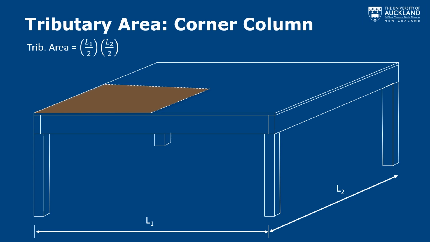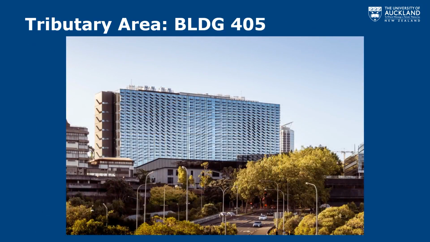So those are some general examples. I think that it's always good to have some concrete examples to work with. And so what I want to do is take this example and look at building 405 at the University of Auckland, the engineering building. So it's a steel frame building up at the upper stories, and then the bottom couple of stories have some concrete walls on the exterior.